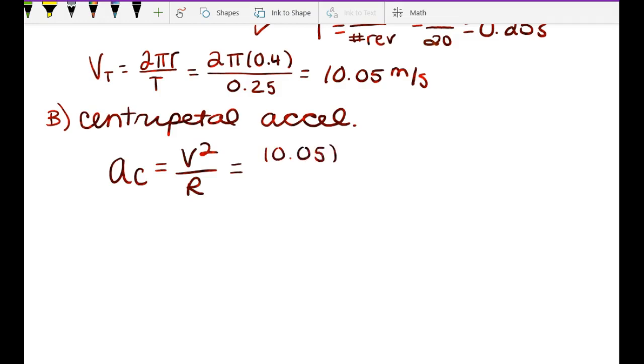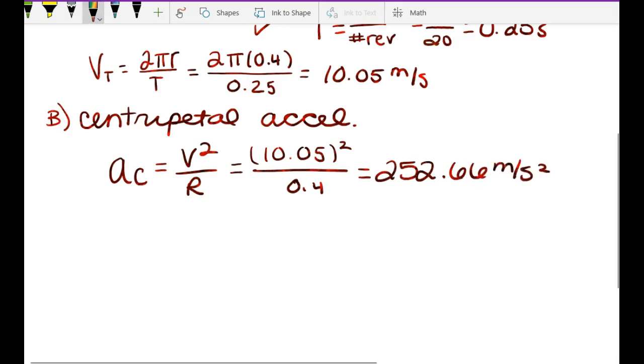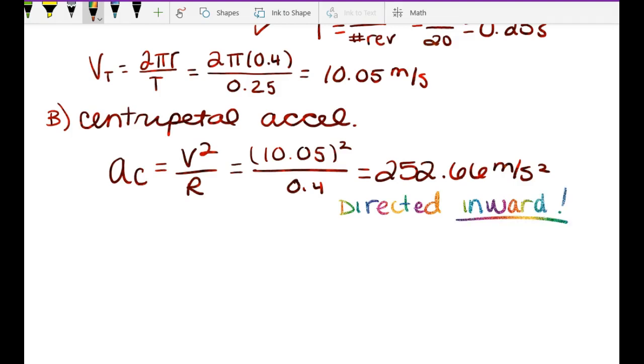We just calculated the velocity, so we can plug that right in. The radius we already knew from the problem is 0.4, so you do that math and you end up with a relatively high number, 252.66 meters per second squared. That number is outrageously high, but again, it still works with the problem. The direction of acceleration is going to be directed inward. Anytime you have a centripetal acceleration, it's trying to pull the object towards the center.